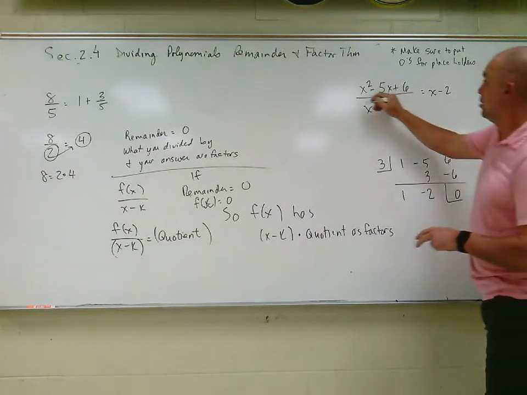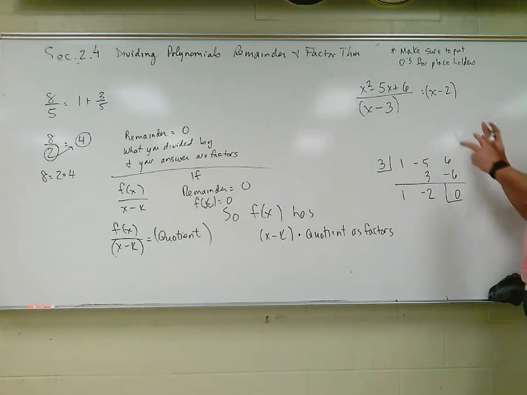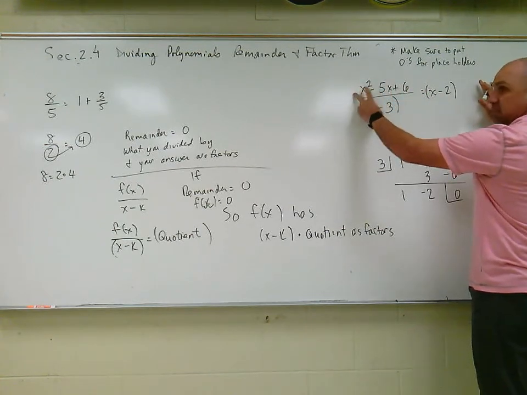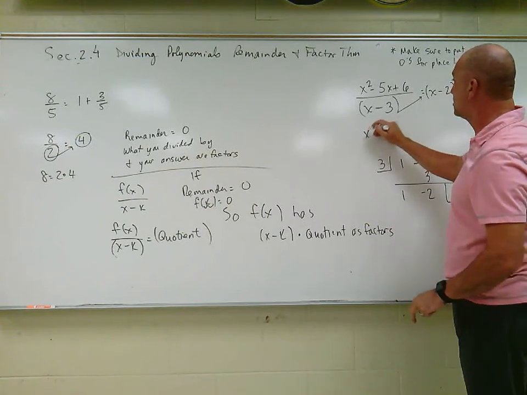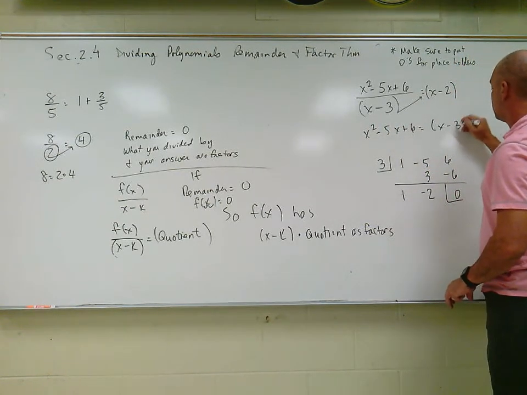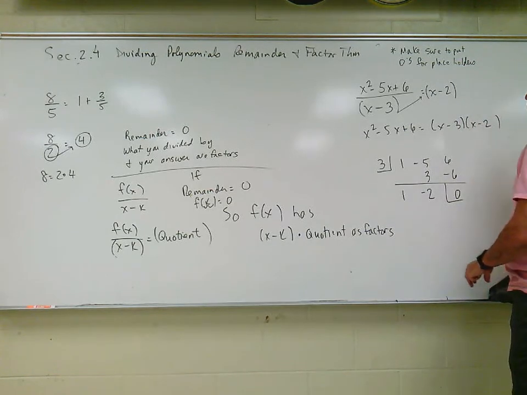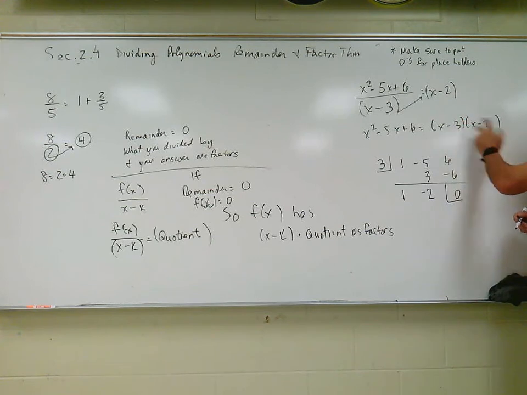Now I want you to see, look at it like this. In an equation, this is a true statement because this only equals x minus 2. Notice if I were to cross multiply, I could say that x squared minus 5x plus 6 is x minus 3 times x minus 2. Thus, by division, I have factored it.